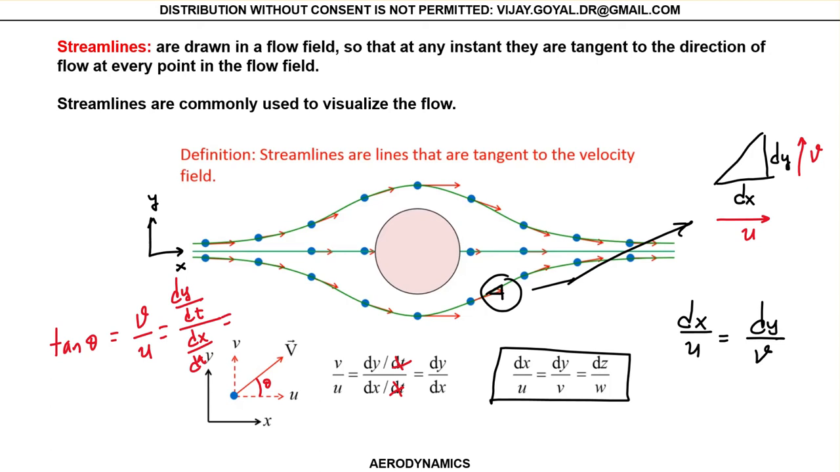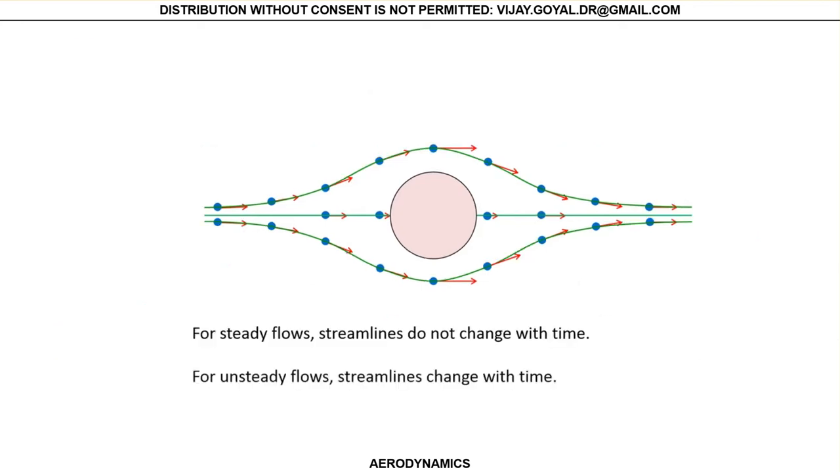And so another thing that you can possibly think of is the following. In steady flows, streamlines don't change with time. It makes sense, right? Because it's time independent. I talked about that in last class. Unsteady flows, on the other hand, the streamlines do change with time. Okay, that's important to keep in mind at every single time.